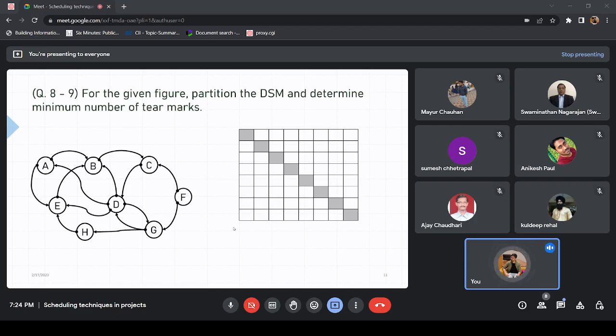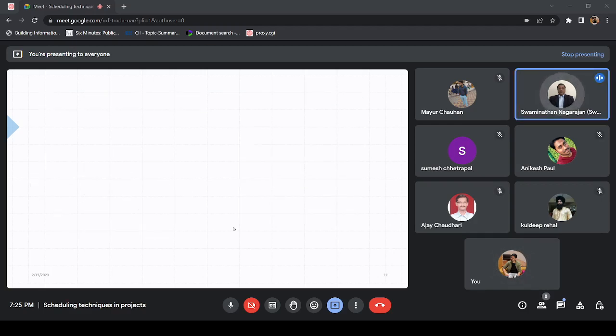Coming to the next example, we already discussed this, right? We didn't partition this. We just made the matrix. Yes, we didn't partition, we just put the matrix.